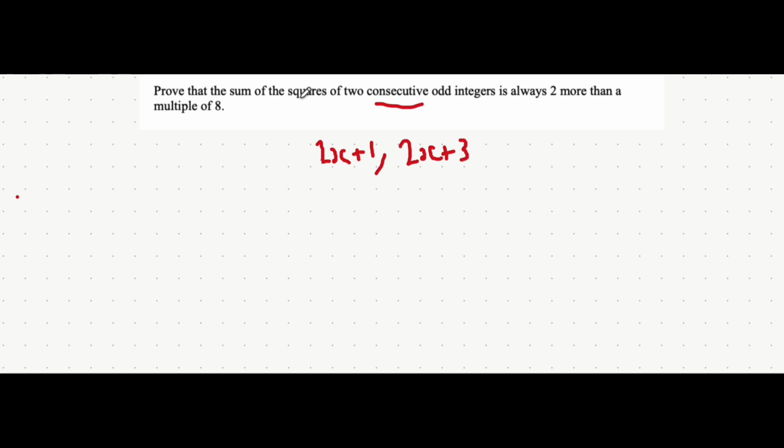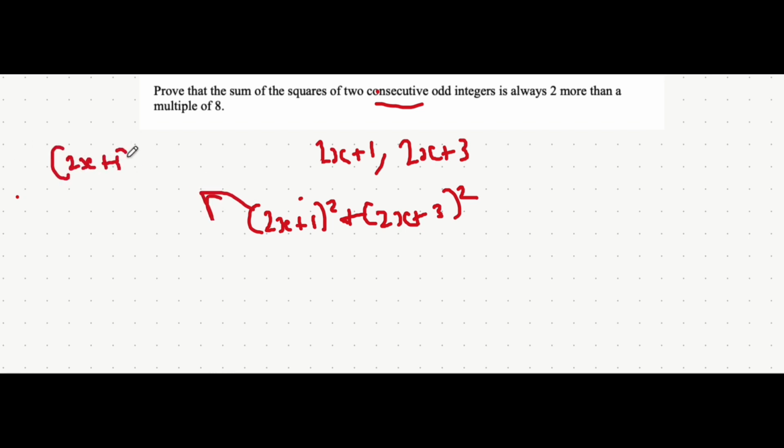What you now want to do is square both of them and then add together the squares of both of them. So let's do that. 2x plus 1 all squared plus 2x plus 3 all squared. So with these massive statements, try breaking them down into sizable chunks. When you're squaring, you're essentially multiplying a bracket by itself. So 2x plus 1, 2x plus 1.